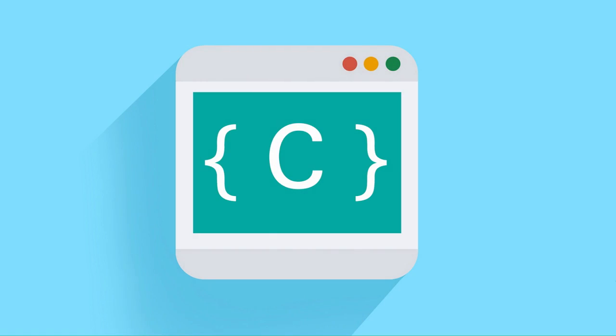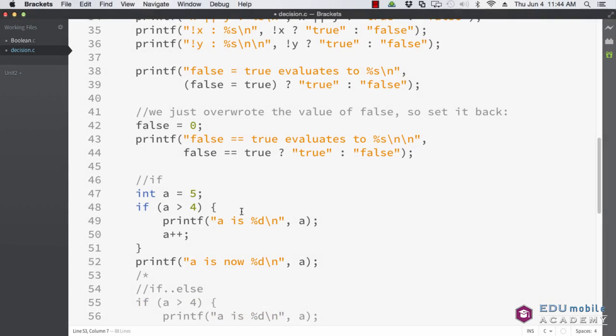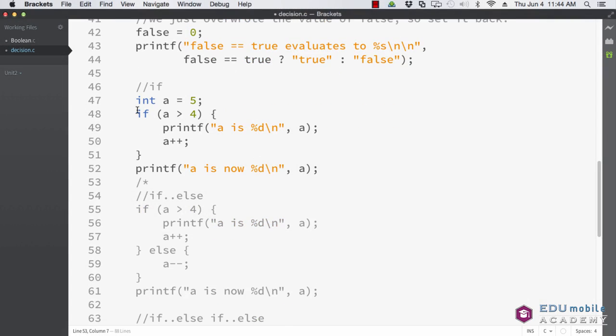All right, so we'll pick up where we left off. Here's an if statement. We'll comment that. We're going to set an integer a equal to 5 and check if a is greater than 4. We already know this should print a is equal to 5, and then bump a. So now a will be 6, and it'll print out a is now 6.